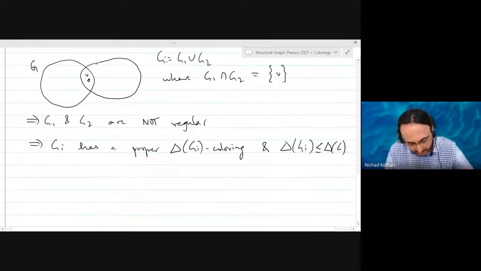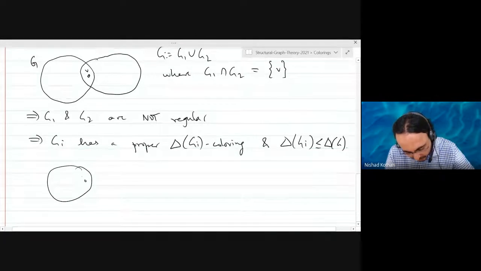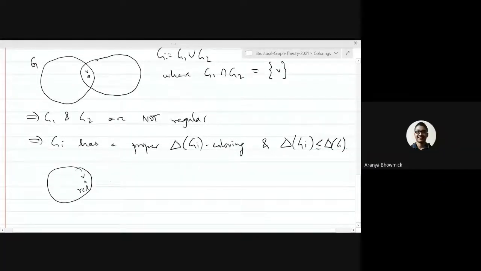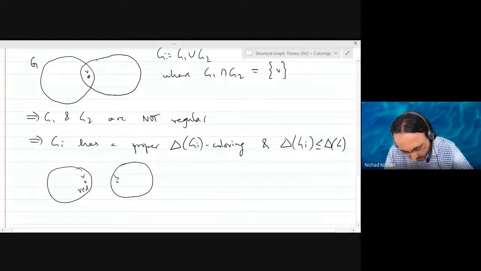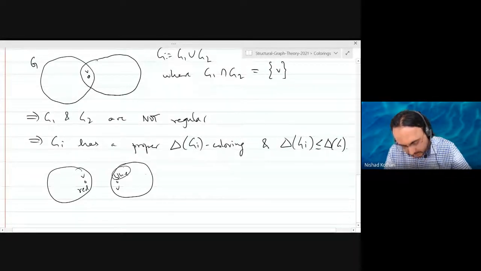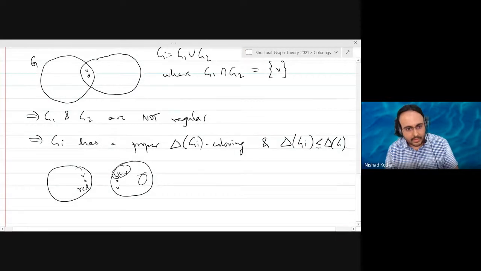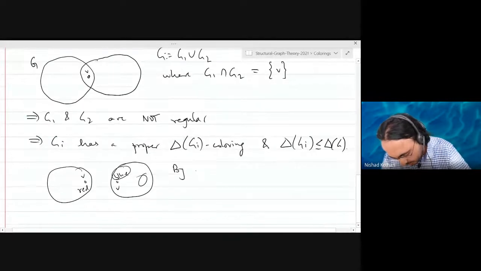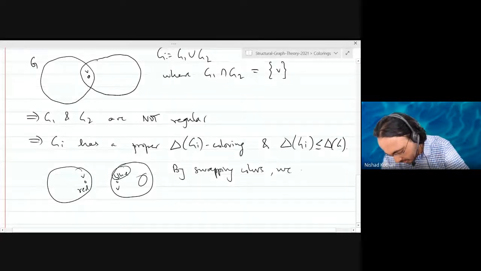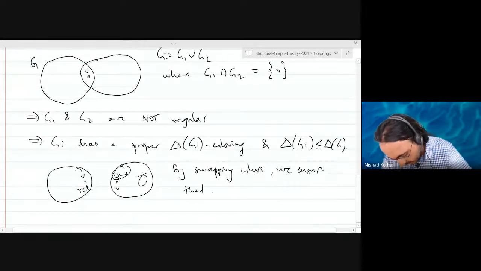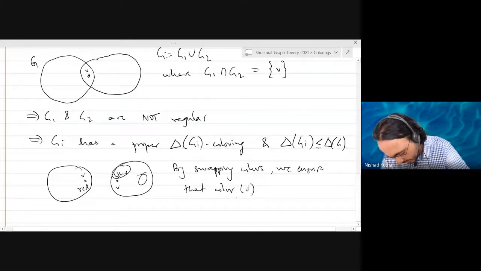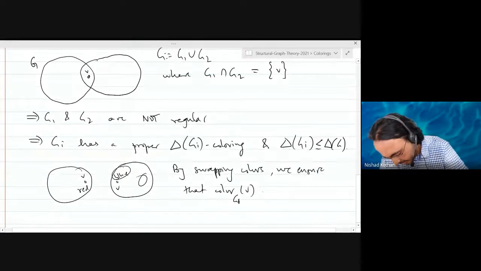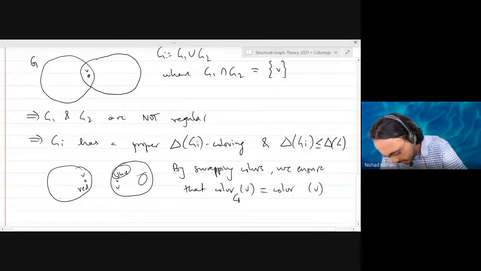For example, if V gets a red color in one of them, and V gets blue color in the other one, then you would just swap the blue and red colors in this coloring, and now V is red colored in both of them, right? So by swapping colors, we ensure that the color of V in G1 is equal to the color of V in G2, right?